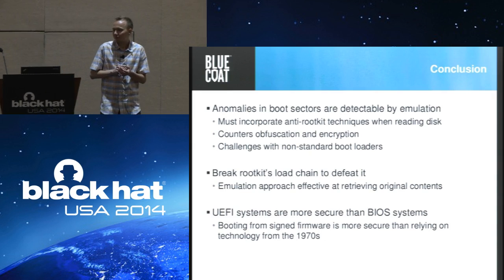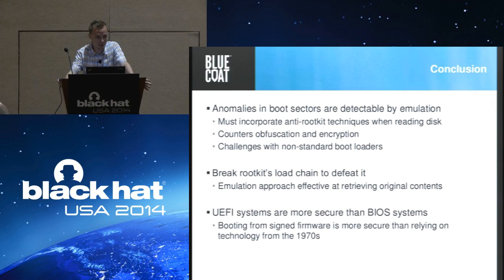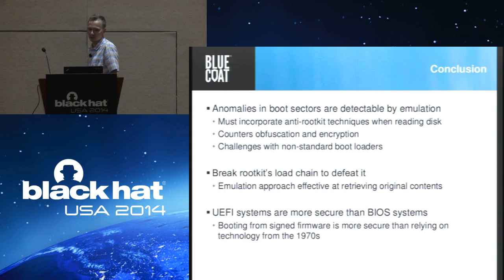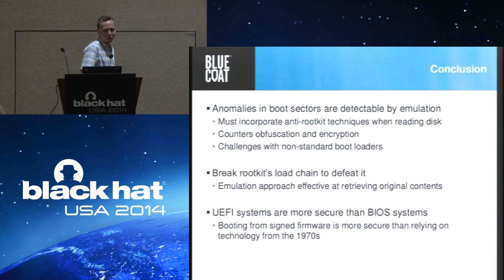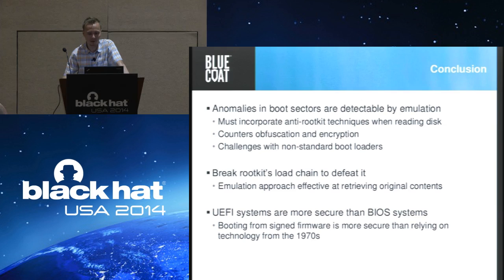In conclusion, I'd like to reiterate that anomalies in the boot sectors are detectable by emulation. It works really well. But you need to incorporate some anti-rootkit techniques to make sure that you're reading the true contents of the sectors on disk. It's really efficient at countering obfuscation and encryption, because you're basically emulating through the code that will do the deobfuscation or the decryption for you. So it's not really a challenge. But it does have some challenges with the more non-standard bootloaders. If you want to break or disable the rootkit, just break its load chain. And again, emulation is a nice, efficient way of retrieving the original one in order to enable you to do that.